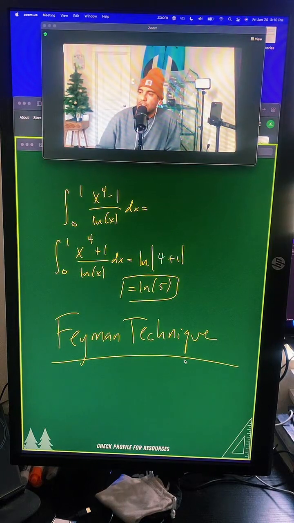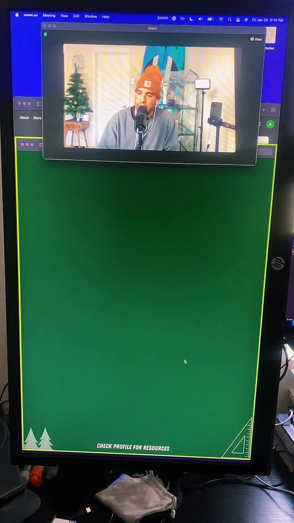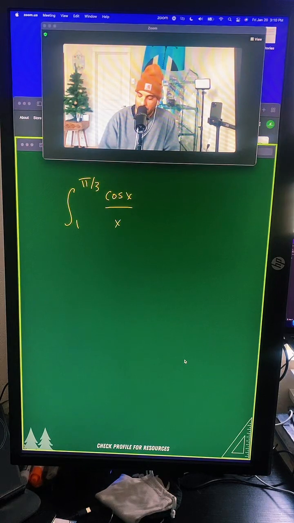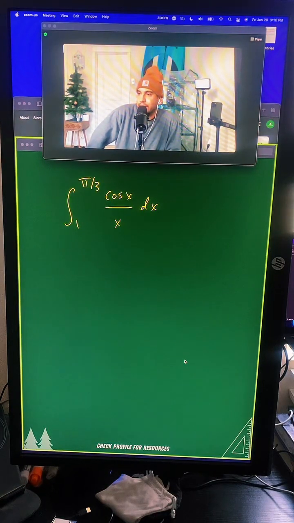Okay. And so here's the thing. I was super looking forward to the Feynman technique, and I felt super confident with doing that. And I tried to integrate using that technique with this equation, or this integral. It didn't work out. I tried it, and it's so difficult.